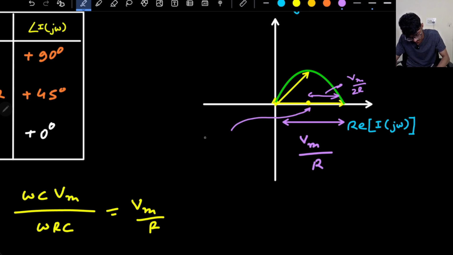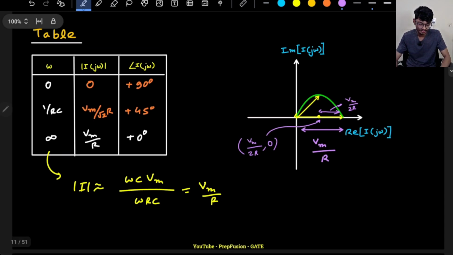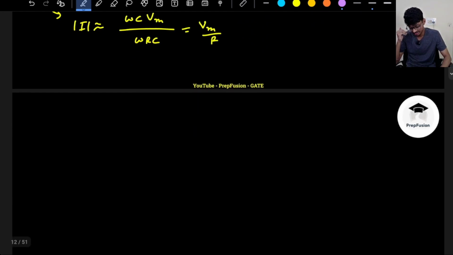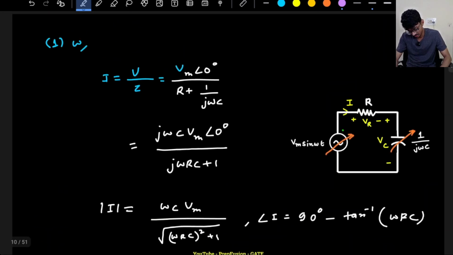Center is at Vm by 2R, comma, 0. Okay, so this is where my center lies. Basically this will be my answer. Okay, I hope you have understood this point. So yeah, pretty straightforward, pretty simple. I hope you have understood the locus diagram, the resistance locus diagram. So let's solve the resistance locus diagram.